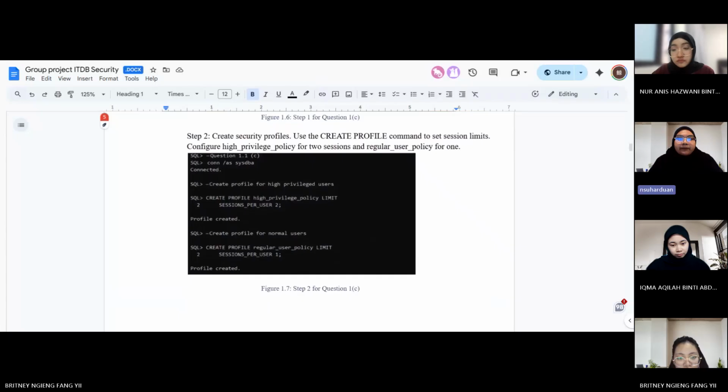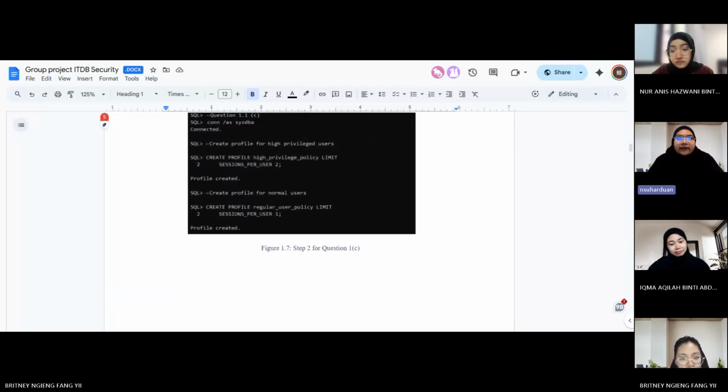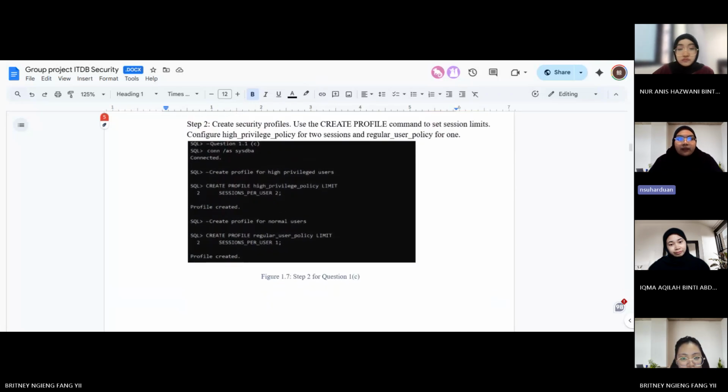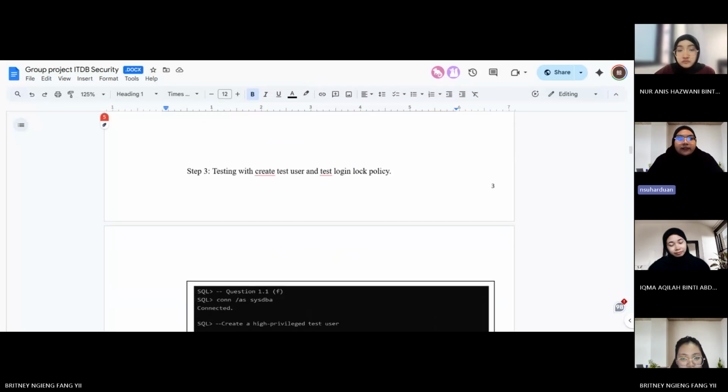So the second one, for step 2, when you implement an automatic lockout policy using the failed login attempts parameter, you create a security profile and assign it to the user. If the user enters the wrong password 3 times, the account status automatically changes to locked. This is a direct defense against brute force attacks, when a hacker uses a script with thousands of password combinations.